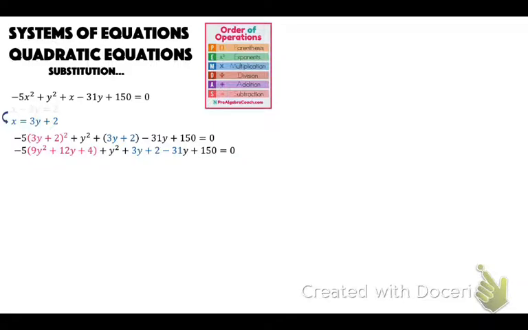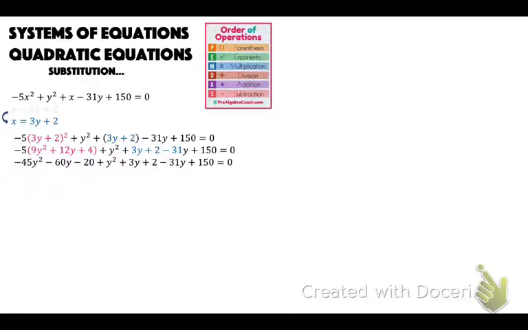So it's negative 5 times (9y squared plus 12y plus 4) plus y squared plus 3y plus 2. I just took that out of the parentheses. Minus 31y plus 150 equals 0. Multiply that 5 in, so you get negative 45y squared minus 60y minus 20 plus y squared plus 3y plus 2 minus 31y plus 150 equals 0.